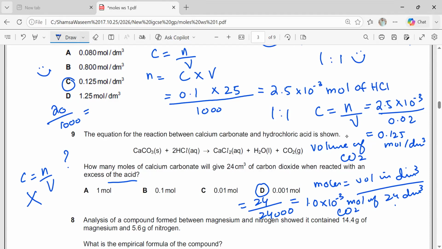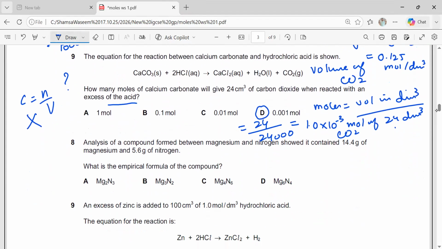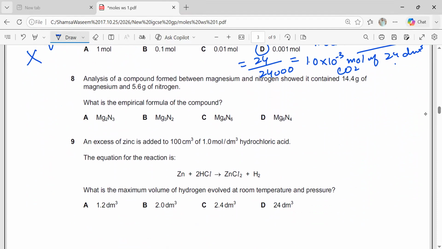Understood. If they would have asked, okay, what mass of calcium carbonate reacts, what we could have done further is multiply moles by Mr of calcium carbonate. That's 100. So we could have got even the mass of calcium carbonate, that is 0.1 grams. Let's move to the next question of concentration.